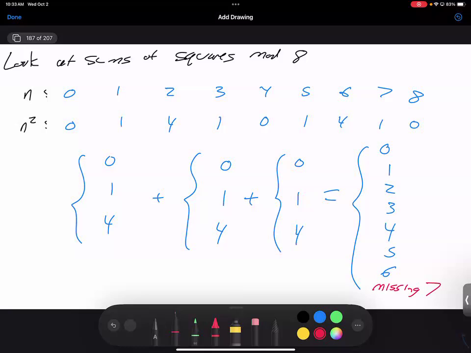This is already enough to let us know that we cannot write every number as the sum of 3 squares. And in fact, a positive percent of numbers will miss. The density argument is not strong enough to do this. There's just too many possibilities. But the congruence argument is enough.